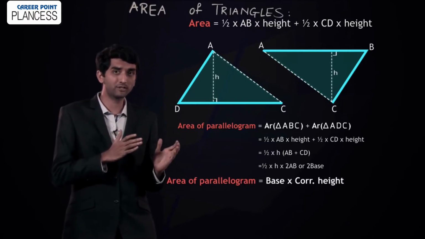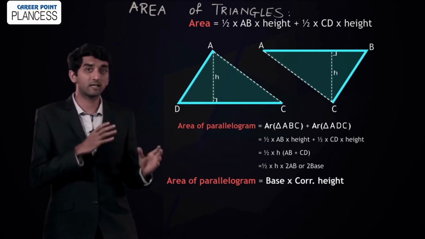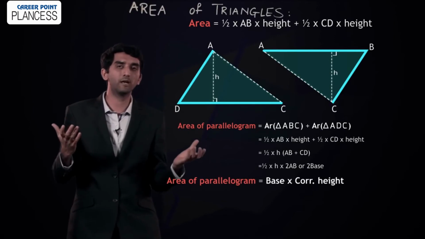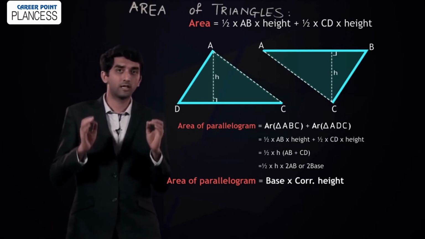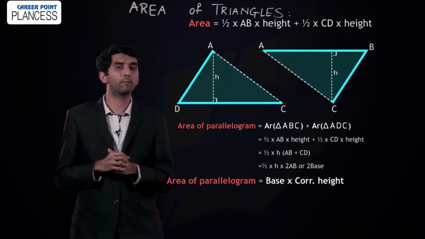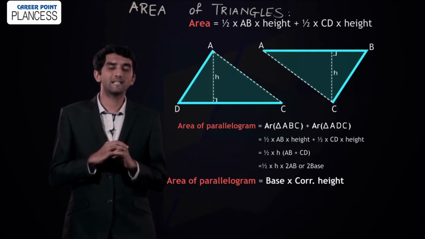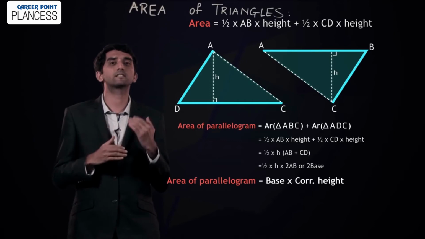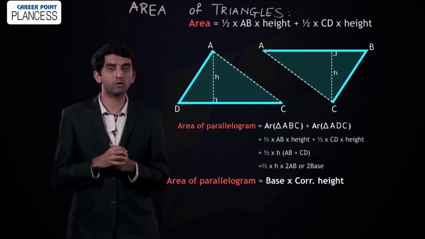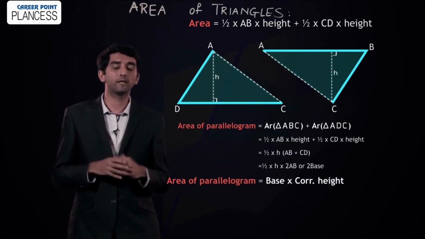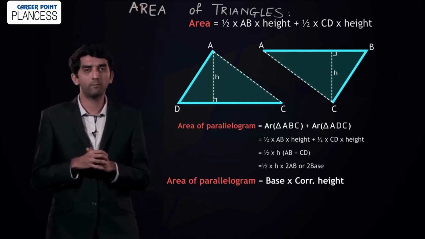So whichever base you take for the parallelogram, its corresponding height has to be multiplied with the base to give you the area of the parallelogram. So the conclusion for the area of a parallelogram: the area is equal to base into its corresponding height. Whichever base you take, you have to find its corresponding height and multiply it to the base to get the area of a parallelogram.